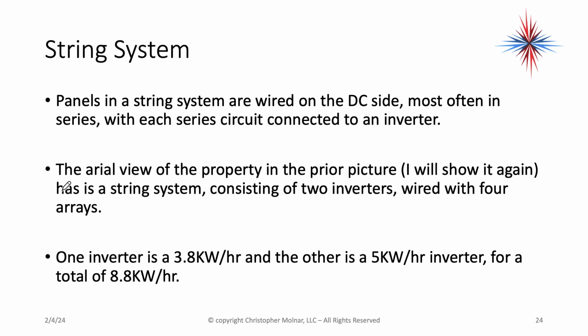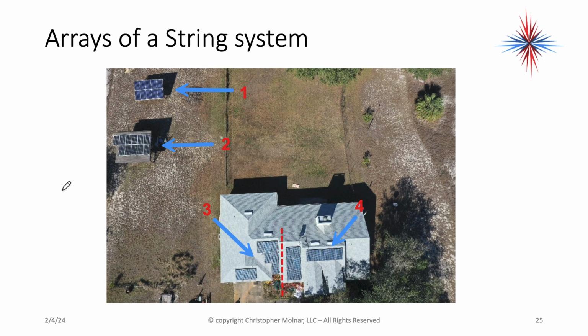An aerial view of the property in the prior picture, I'll show it again, has a string system consisting of 2 inverters wired with 4 arrays. One inverter is 3.8 kilowatts per hour. The other is 5 kilowatts per hour, for a total of 8.8 kilowatts per hour of solar. And here's again the example of how it's split up. We have array 1, that's 10 panels wired in series.